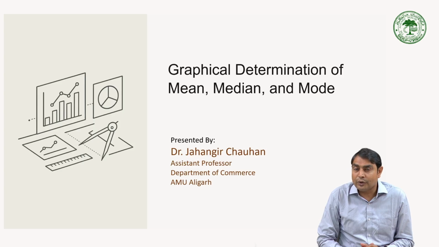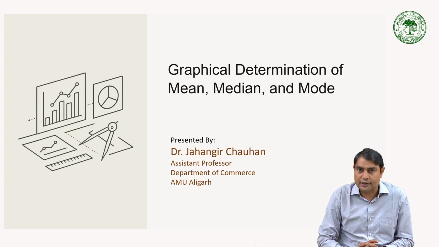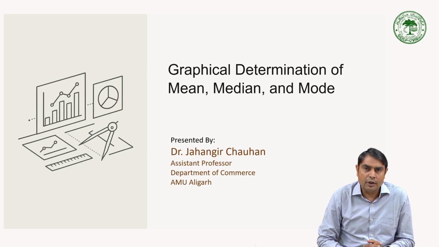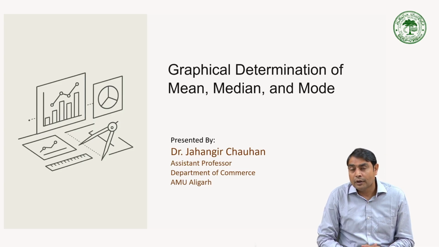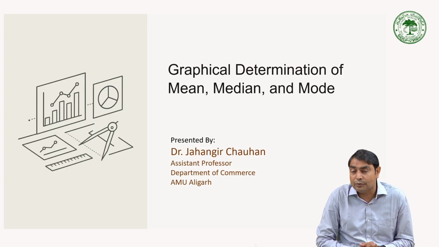In this class, we are going to discuss graphical determination of measures of central tendency, which is a part of descriptive statistics. In the previous class, we discussed the mode and learned the methods of computation of mode, first for ungrouped data, then for grouped data. We learned that mode is the value which occurs in our data set more often. It is the value that has the highest frequency.